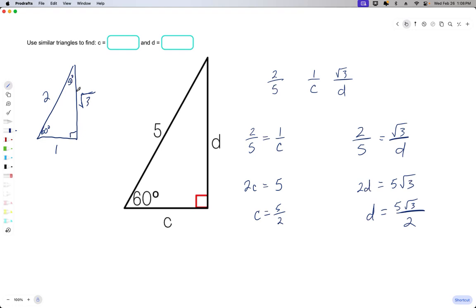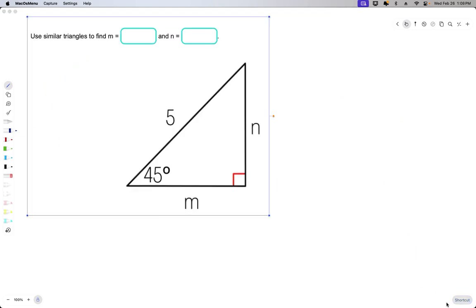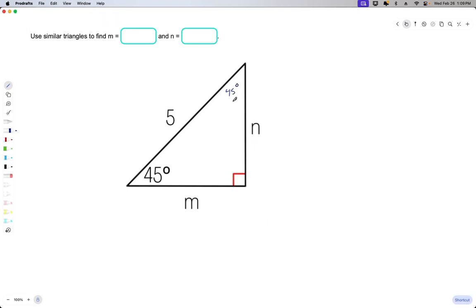Okay, so you want to know how to use that, and proportions with another 60-30-90 right triangle. Okay, next problem. All right, in this problem, we have a 45 degree right triangle, which means that these two are going to be the same length. So M and N are going to be the same. That also tells me that there's a couple of different ways you could solve it, but similar triangles is the way we're told to solve it. So I'm going to create my similar triangle here.